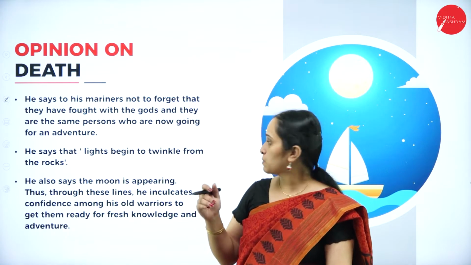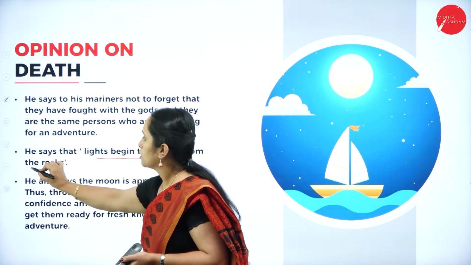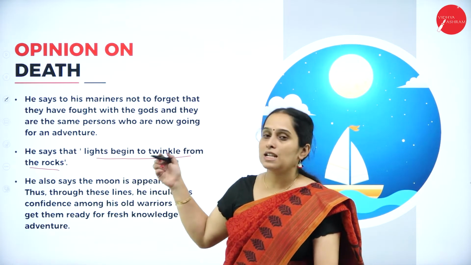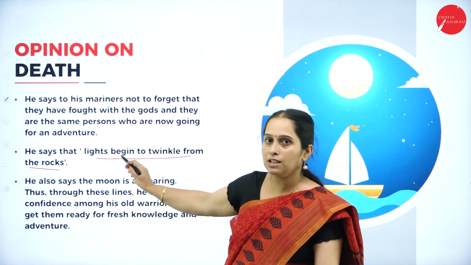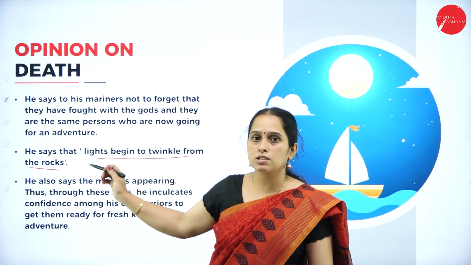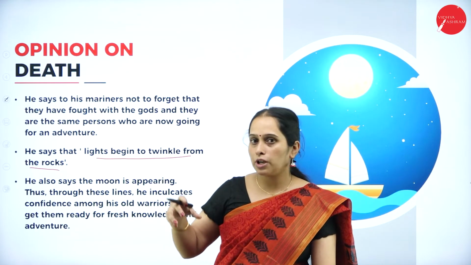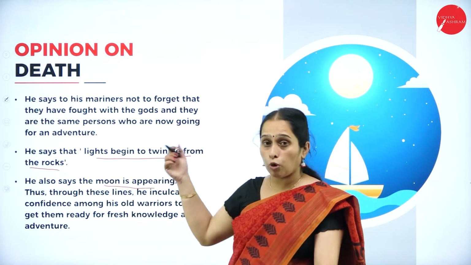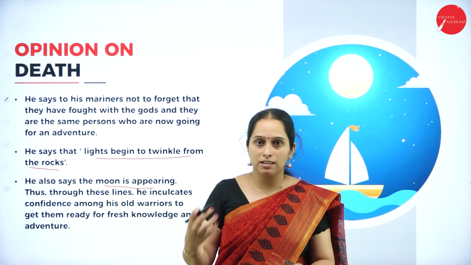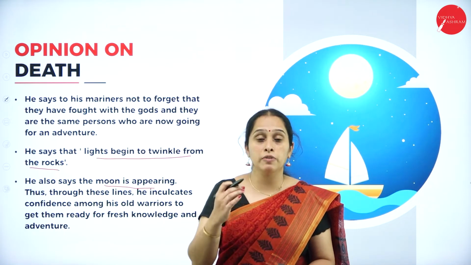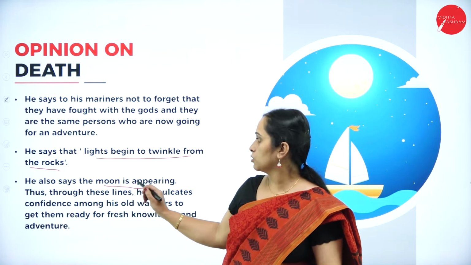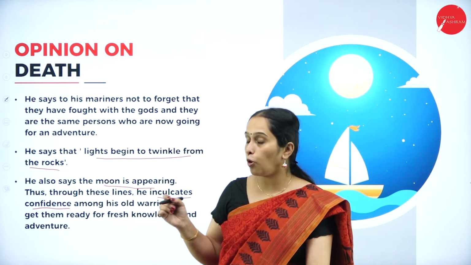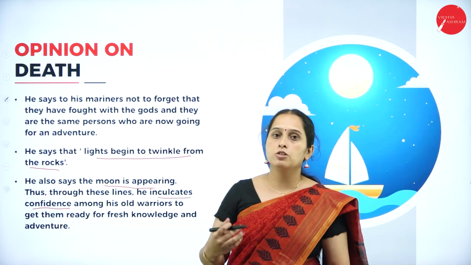He says that lights begin to twinkle from the rocks. That means when they set out for a new adventure and started the journey, it was dark. It was becoming night. Lights began to twinkle from the rocks. That means they set their journey during the night when it was dark. And he also says the moon is appearing. Though it is dark, he gives an optimistic thought there. He says that though it is dark, the moon is appearing, and the moon is a source of light. Through these lines, he inculcates confidence among his old warriors to get them ready for a fresh knowledge adventure.